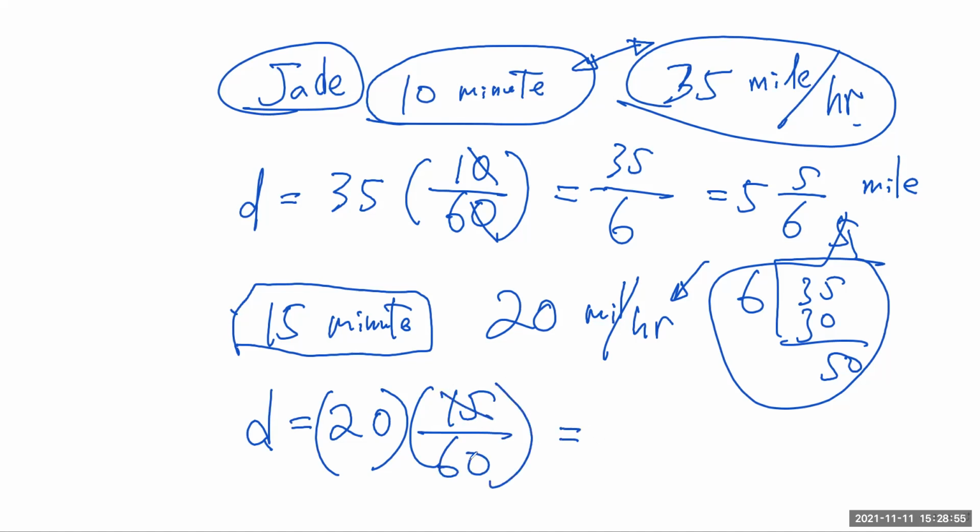And we can simplify that. Let's divide by 5, divide by 3. This is 1 over 4, times 20, right? Now 4 and 20 can cancel, so we got 5 miles. Good.